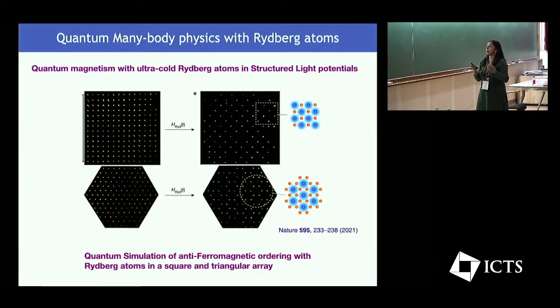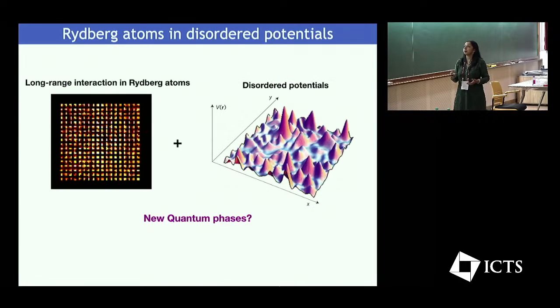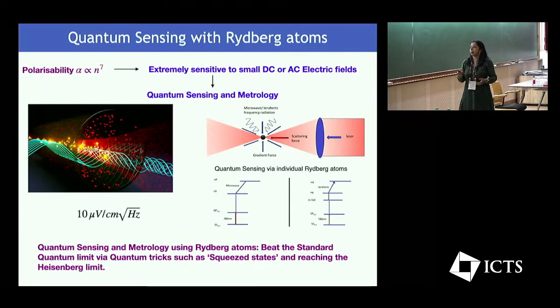We can also arrange these individual Rydberg atoms in a triangular or a square array and look at antiferromagnetic ordering with these Rydberg atoms in triangular or square arrays of optical tweezers, and look at open questions in quantum magnetism. So we can have an array of Rydberg atoms in a disordered potential and look for new quantum phases. And we can do quantum sensing and metrology with Rydberg atoms.